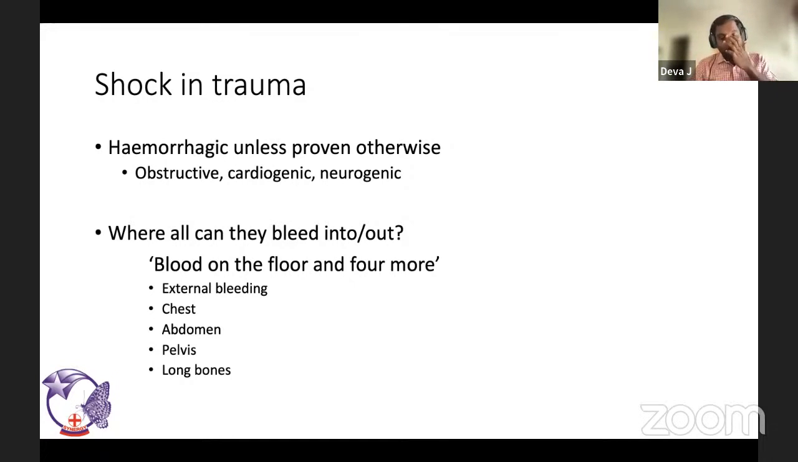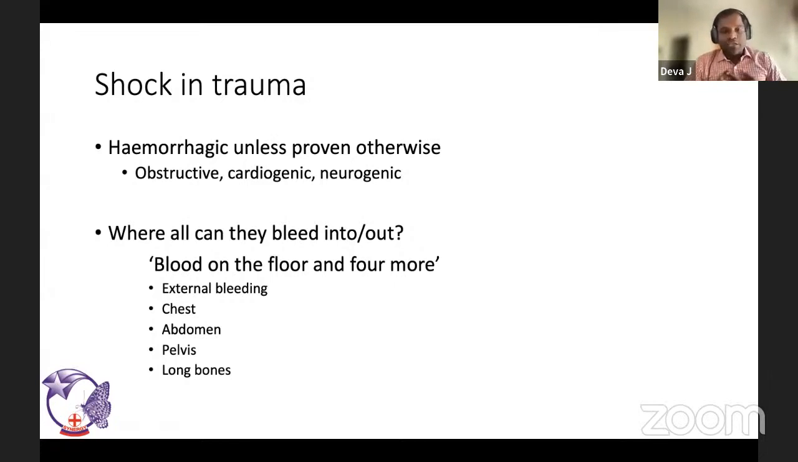So even if you forget whatever I'm going to talk about trauma resuscitation, if you remember this part, that'll be good enough. Of course, there are other types of shock that you can see in trauma. For example, if they develop a tension pneumothorax from a chest injury, they can develop an obstructive shock.